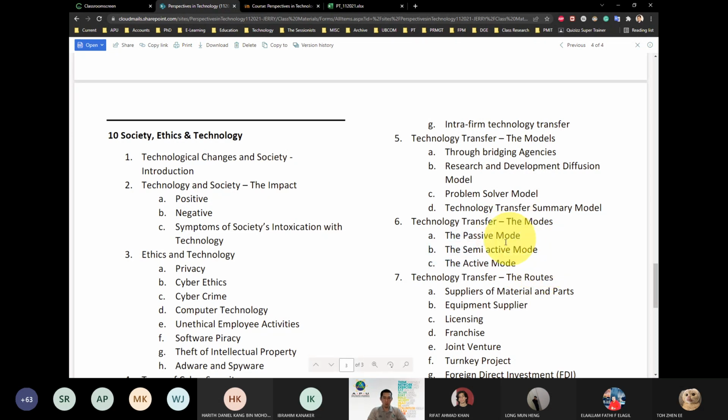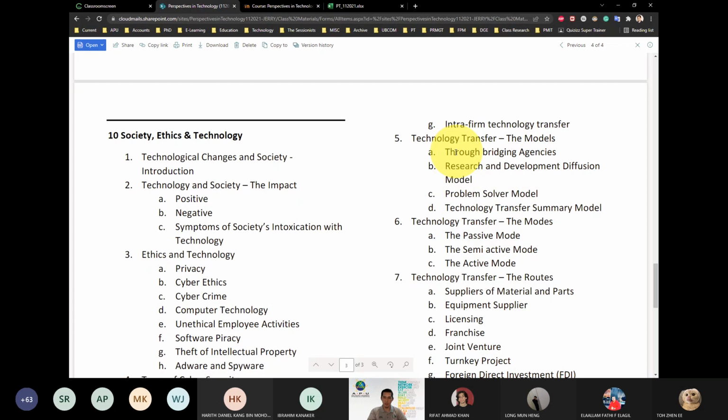So the modes here are basically referring to who exactly is the one wanting to receive this technology. So that's how they are being differentiated. If it's passive, it's more about the technology being pushed onto the receiver. But if it's active, this is where the receiver themselves are the ones ensuring that they want the technology to be transferred onto them.